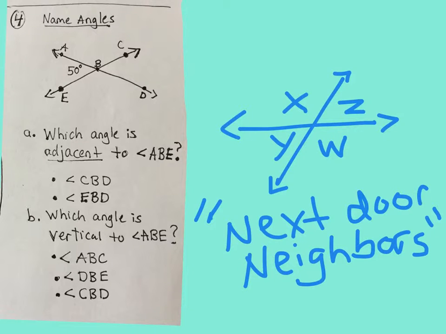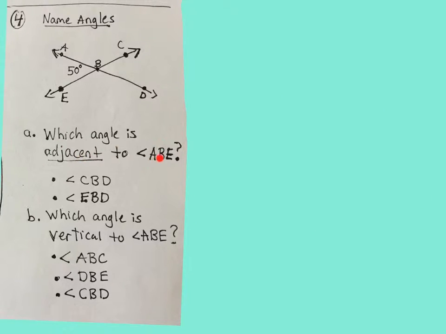All right, so which angle is adjacent to ABE? Again, this one's ABE, so adjacent. So here are our choices. Is it CBD? So I'm going to trace it, D. CBD is this one, CBD. Or is it EBD? So which one is adjacent? Well, adjacent angles share a side and a vertex, and this is ABE here. So which one's next door? EBD. So you would choose that one right here. That is the correct answer.